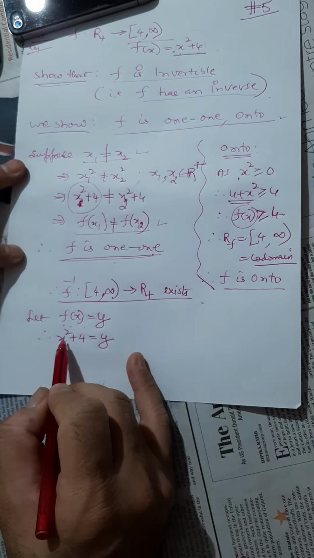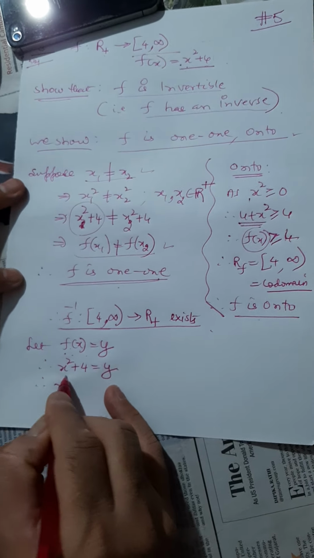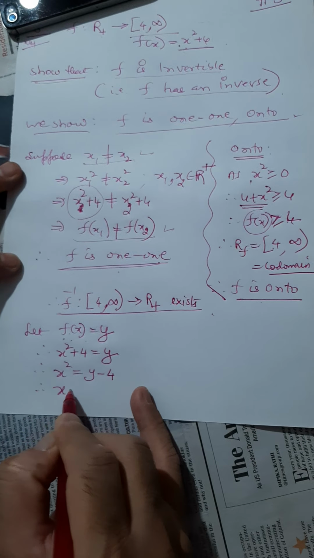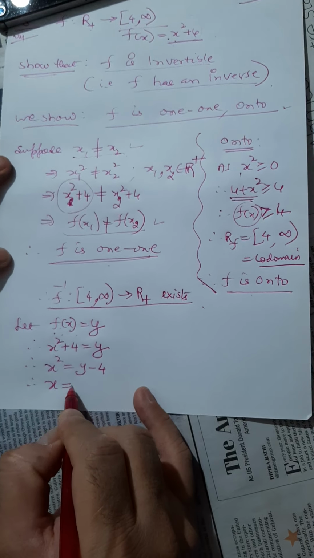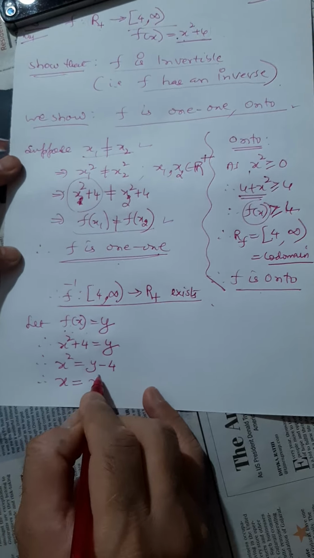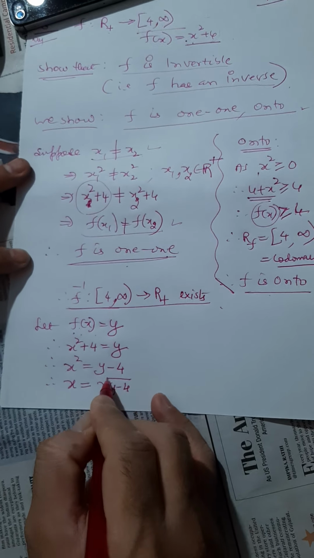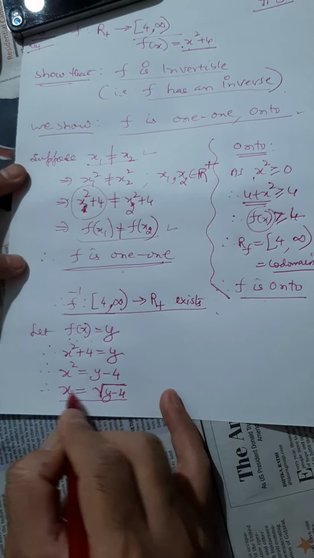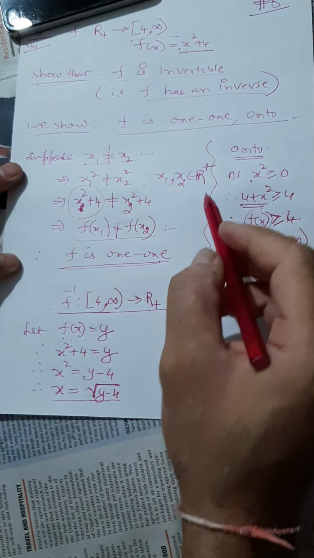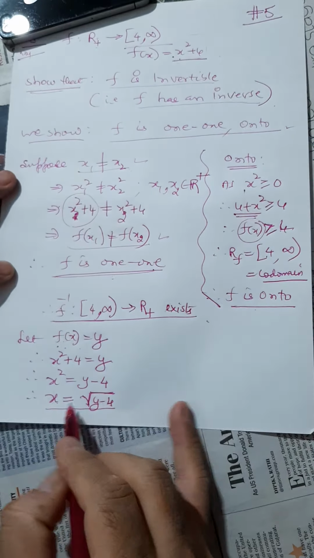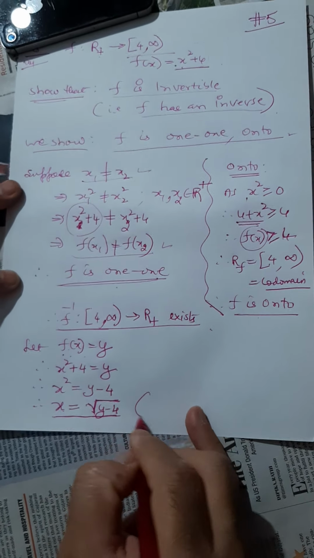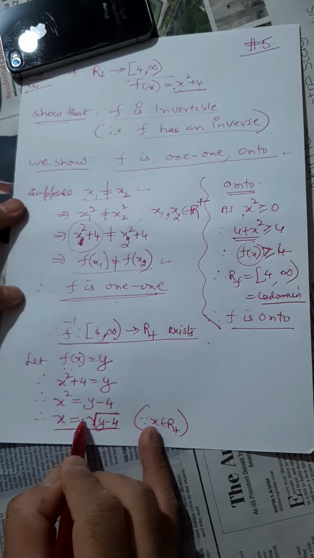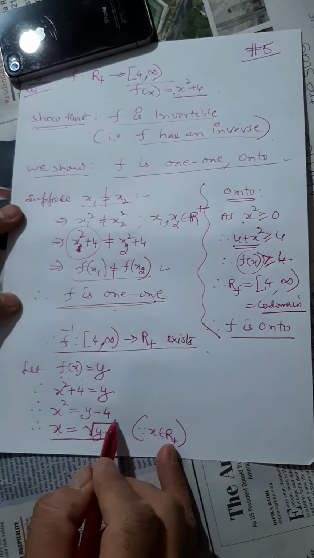Now we make x the subject of the expression. So x square equals y minus 4, so x will be root y minus 4. Why have I not taken plus or minus? Look at where x comes from. x comes from R plus, remember. So this cannot be negative. x belongs to R plus, so you cannot have minus here, only plus.